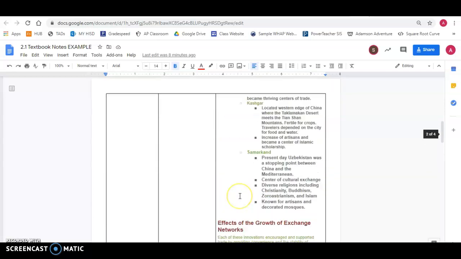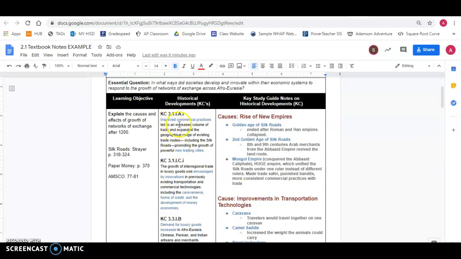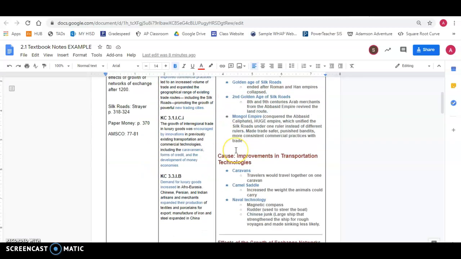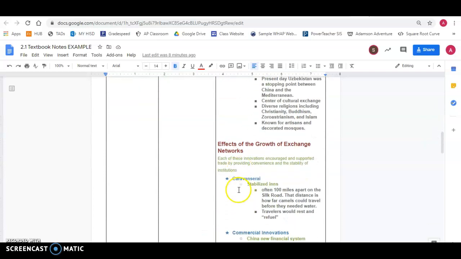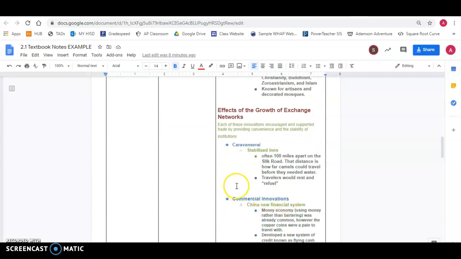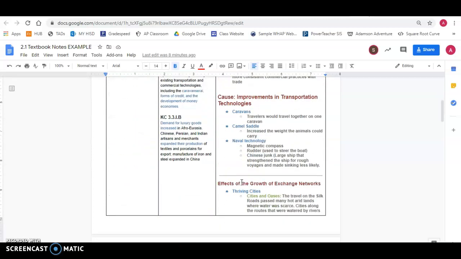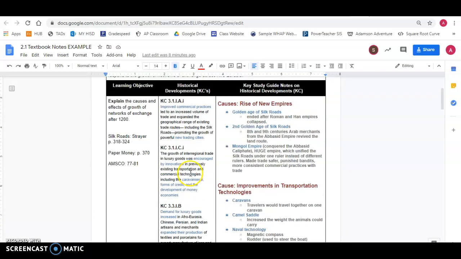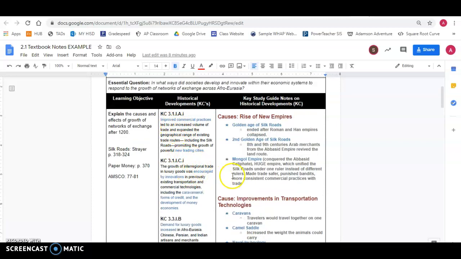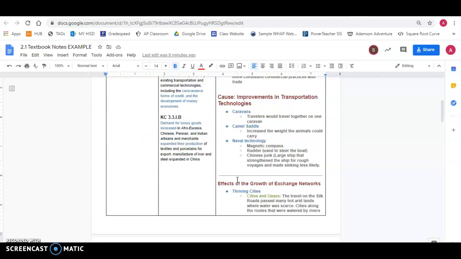So after I take those notes, once again, I go back to the KCs and I read through it and I see improved commercial practices. And then I scroll down and, oh, okay, commercial innovations. Yeah, I know I talked about that. Led to an increased volume of trade, expanded the range of existing trade routes, promoted the growth of powerful new trading cities. So look, new cities, thriving cities. So I know I went over that as well. So essentially, you're just reading through this and making sure that you covered all of it.